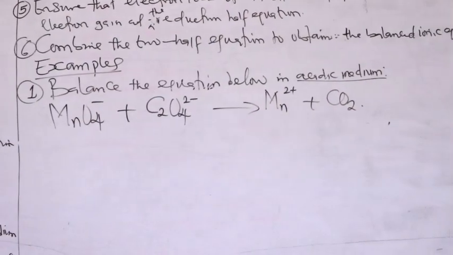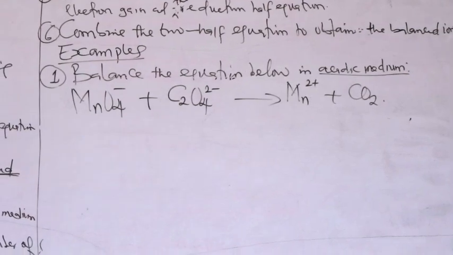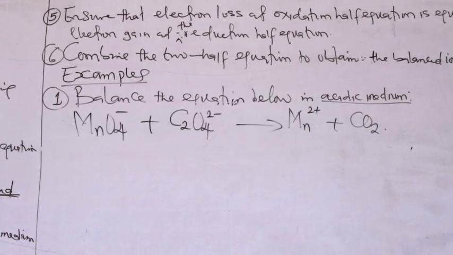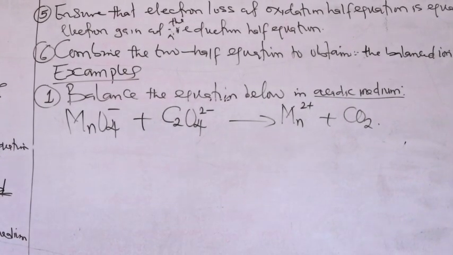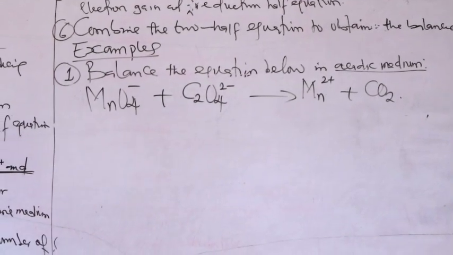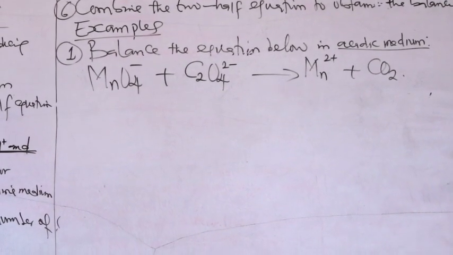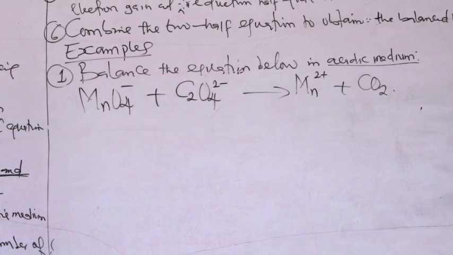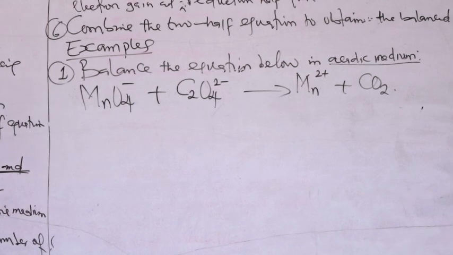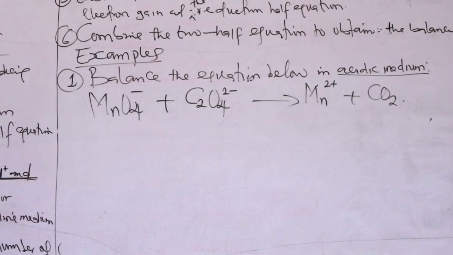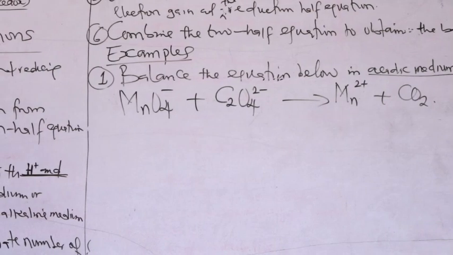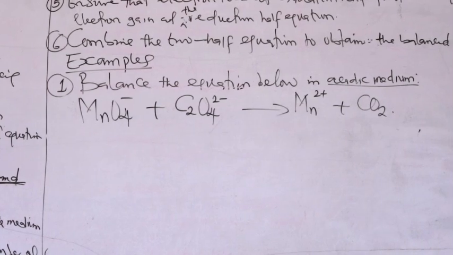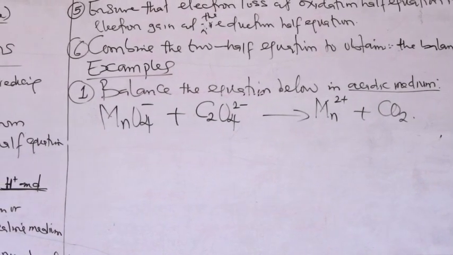To balance that equation in acidic medium: MnO4- plus C2O4 2- to give Mn2+ plus CO2. Balance the equation in acidic medium. This equation will not take you more than 2 minutes.